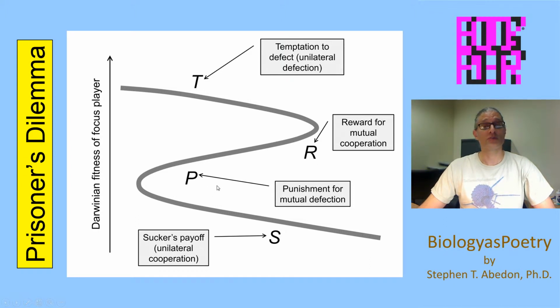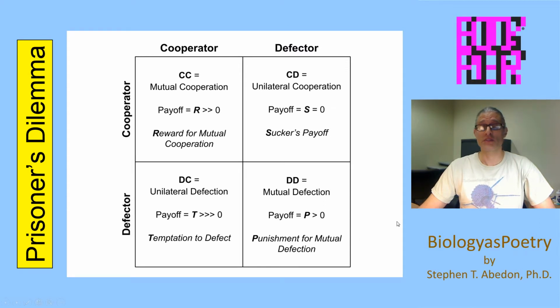The punishment for mutual defection, which is essentially where two individuals defect against each other, comes next. And the sucker's payoff, where an individual cooperates but the other individual defects, comes after that. In other words, unilateral cooperation. This is the way the prisoner's dilemma typically is represented, as a 2x2 matrix.